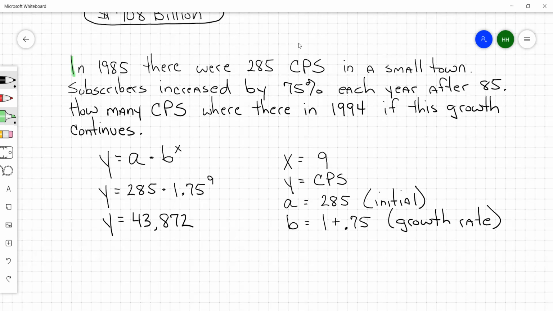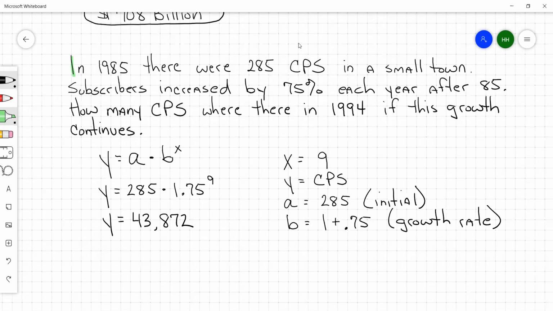Can you imagine growing your money, investing $285, and 9 years later having $43,872? That's what a 75% growth rate does to the number of subscribers or to an investment. That is astronomical growth. 75% each year.